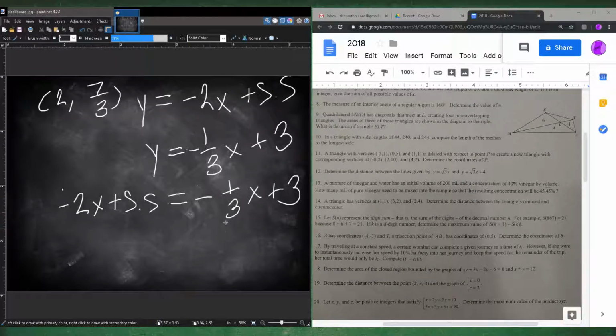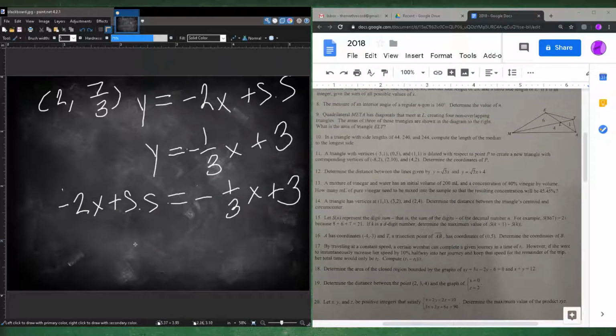Add 2x to the other side, because I usually want the positive. So that is 2 minus 1/3, which is 6 over 3 minus 1 over 3, which is 5 over 3. And then minus 3 from the other side, 5.5 minus 3 is 2.5, that's 2 and 1/2, so that's 5 over 2. I want to write them as fractions so it's easier. So multiply by 3 over 5 on both sides. 5 over 3 times 3 over 5 is just 1. So x is equal to 3 over 2.